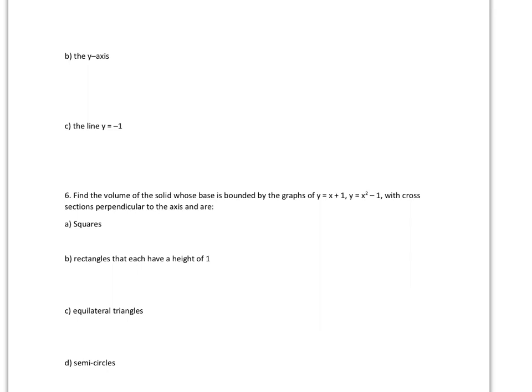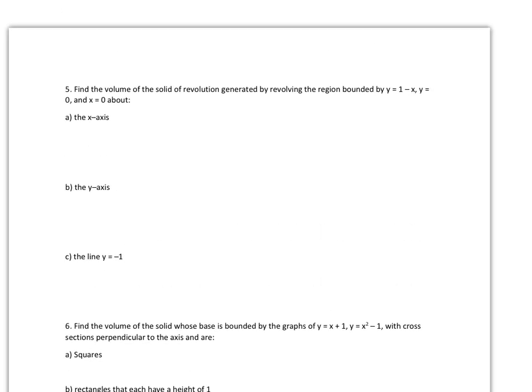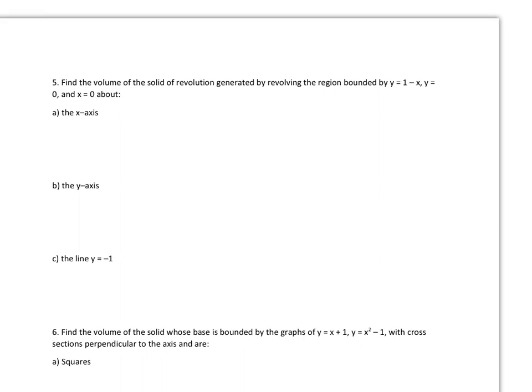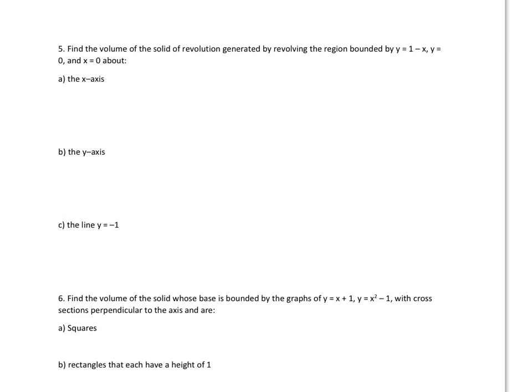So let's go ahead and zoom in on this a little bit. We'll move this down. In fact, we could zoom in just a little bit more. All right, here we go. Find the volume of the solid of revolution generated by revolving the region bounded by y equals 1 minus x, y equals 0, and x equals 0 about the x-axis for part A.